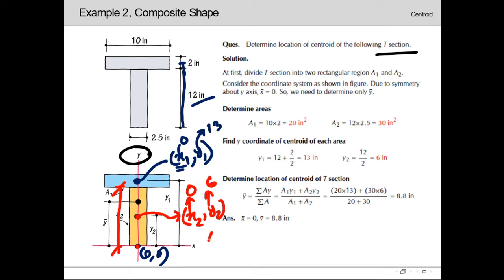Now calculating a1 is 2 times 10, which is 20, and a2 is 2.5 times 12, which is 30.